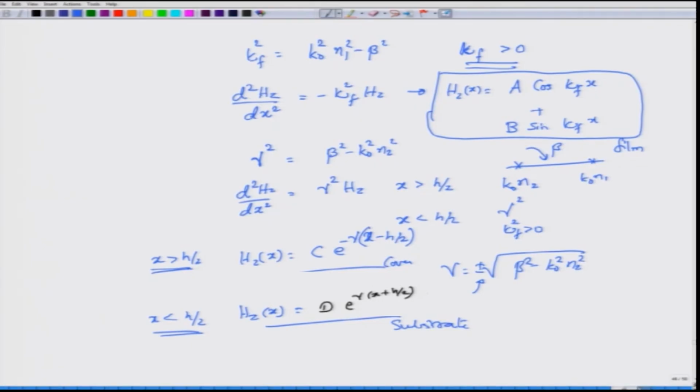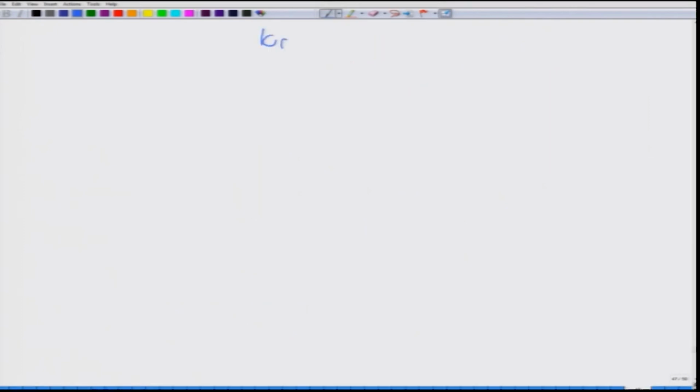Now, our step would be to find out the relationship between kappa f, gamma, beta. I mean, our goal is to find out what is beta, and I cannot get that unless I know how to obtain kappa f and gamma. So, somehow I have to get a relationship between these, and that relationship will be obtained provided I know the characteristic equation for beta, and to derive that, I need to apply the boundary conditions. So, I am going to apply boundary conditions, and what are the boundary conditions?